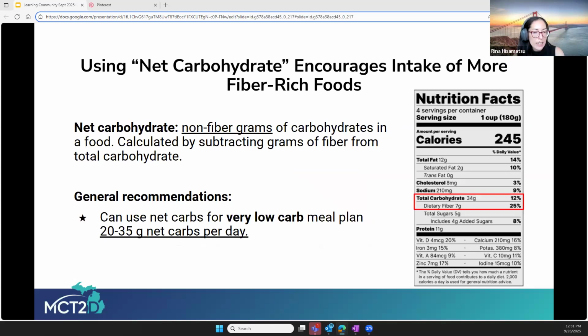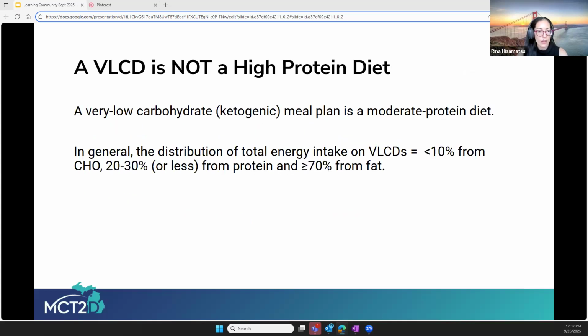All right, and also in VLCD meal planning, we usually teach the concept of net carbohydrate counting. Net carbohydrates is defined as the non-fiber grams of carbohydrates in a food. In other words, these are the grams of digestible carbohydrates that affect blood sugar levels. So counting net carbohydrates can be a helpful tool for some patients. They prefer this because it encourages an intake of more fiber-rich foods, for example, non-starchy vegetables, nuts and seeds, avocados, and berries. And in practice, I usually recommend, if counting net carbs, to keep it within 20 to 35 grams of net carbs on a VLCD meal plan.